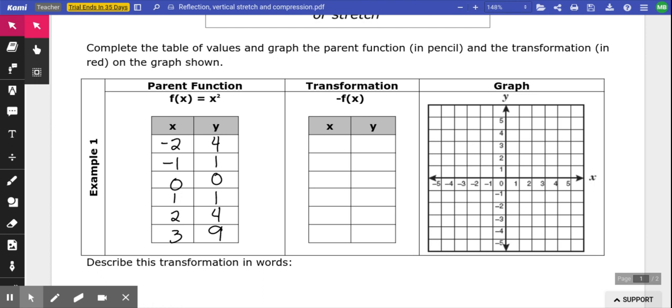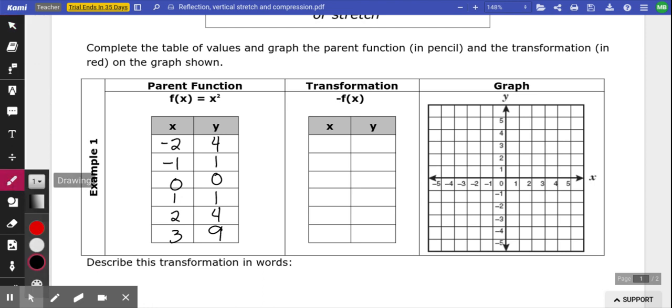So with our parent function, the first transformation that we are going to apply is the opposite of our parent function, negative f of x. Again, our parent function table is completed. So now for our transformation, we're looking at the same x values. However, this time we want the opposite of the parent function's y values. So when x is negative 2, y is negative 4. When x is negative 1, y is negative 1, etc. And now we're ready to graph this relationship.